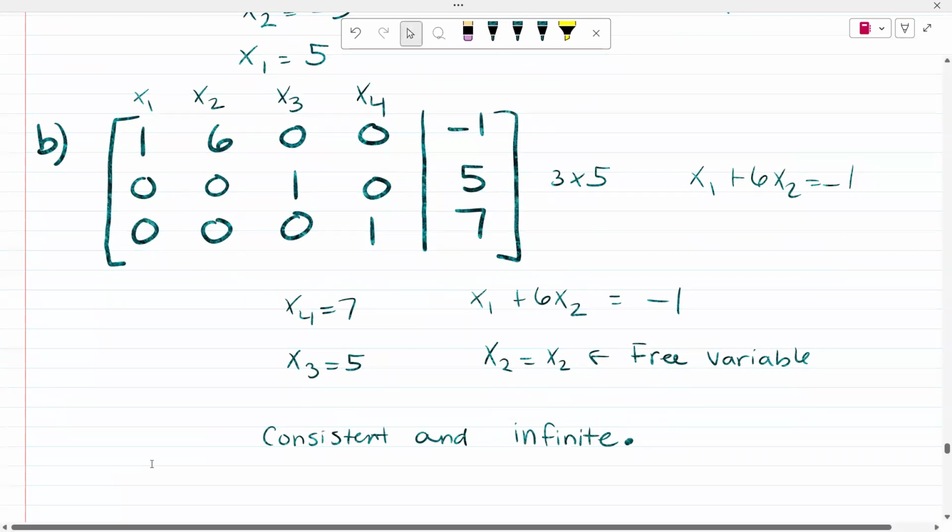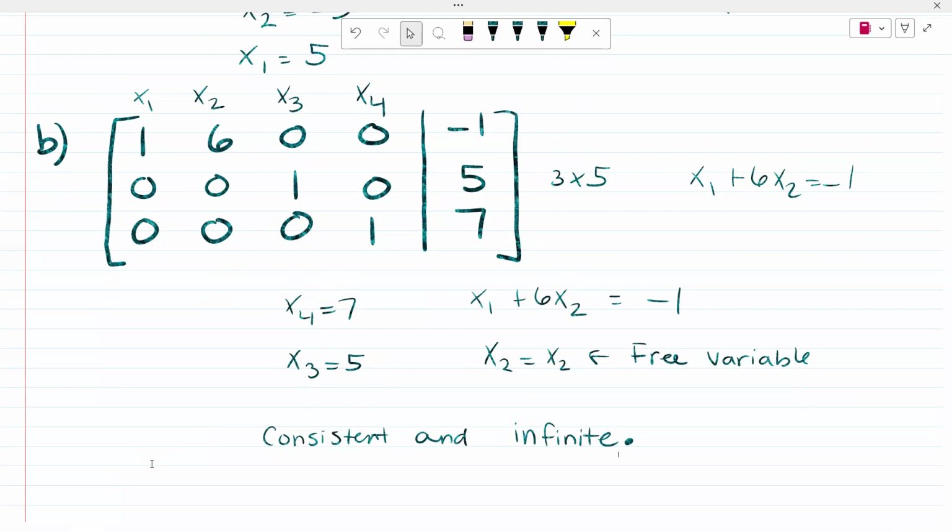Yeah, so consistent and infinite. Okay, so this does have a solution, and it's just many. It's a solution, and there's just more than one solution because of this free variable.